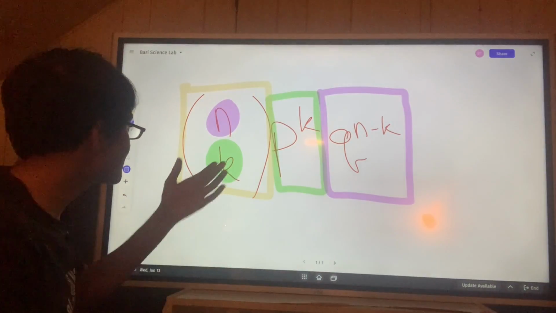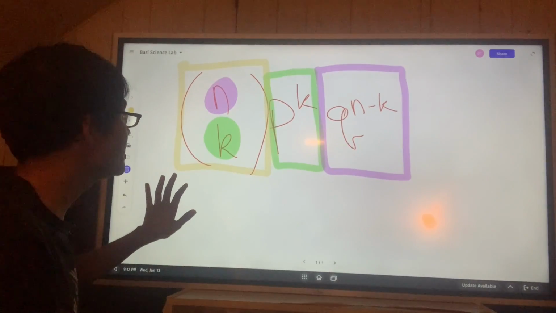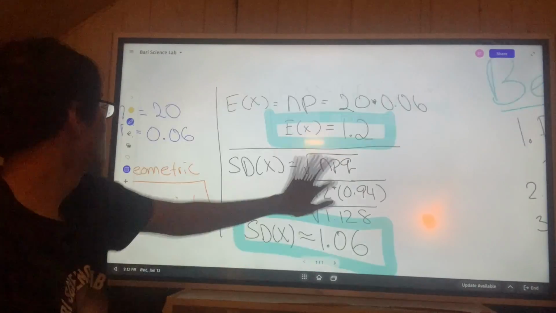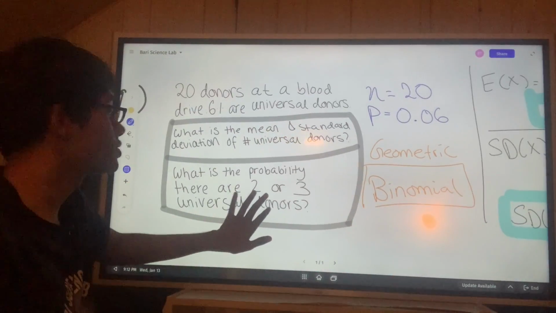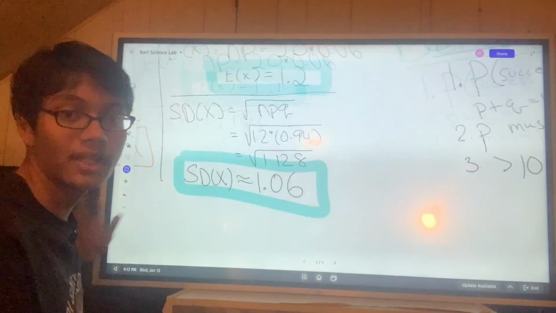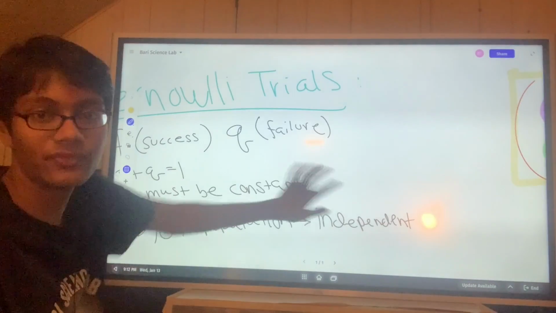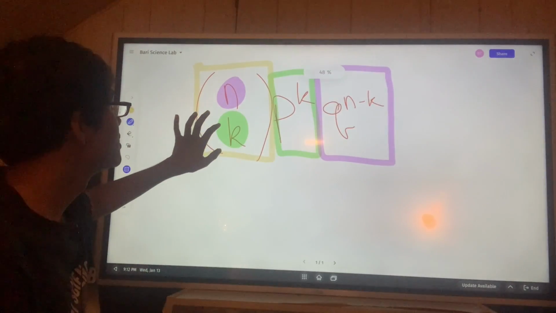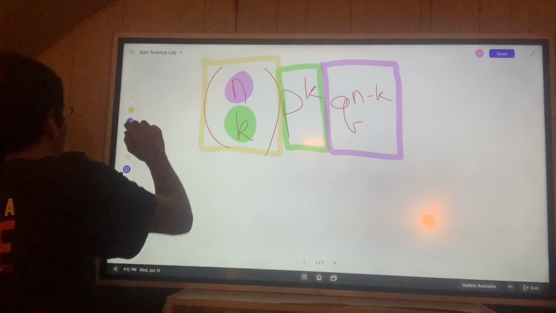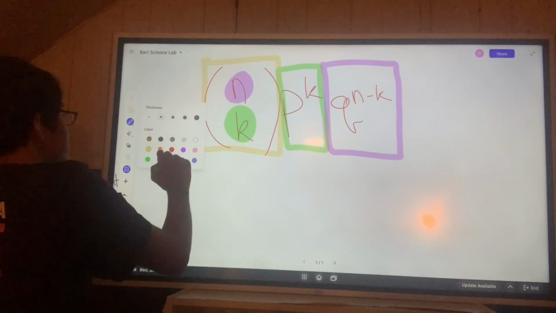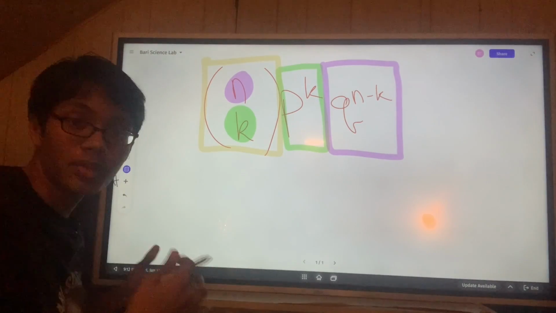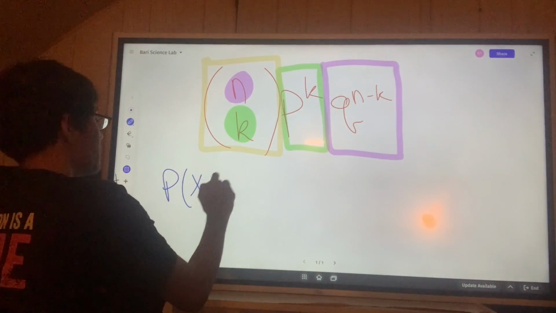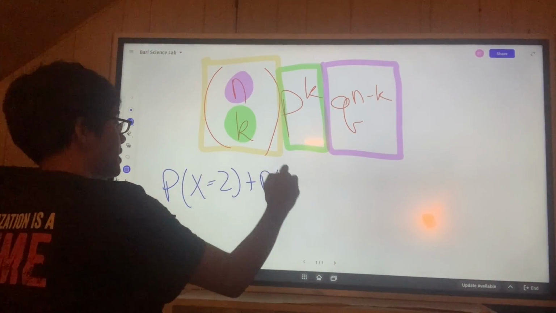Okay, so that's the formula, and now we can use it to find the probability that we have either 2 universal zoners or 3 universal zoners. So let's go all the way back and see if we can use this formula to our advantage. Let's write all of this down. Well, we want to find the probability that we either get 2 or 3 universal zoners. So probability that x equals 2 plus probability that x equals 3.